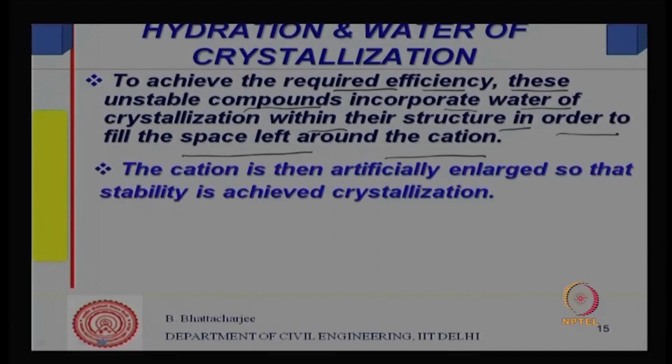And cement is like this, right? So, the cation is then artificially enlarged, so that stability is achieved by crystallization. Therefore, you can see why cement readily takes water and reacts with water. It quickly gets hydrated because its cation sizes are small and anion sizes are large. Therefore, it can readily take water and react with water, and water of crystallization and hydrates are formed.